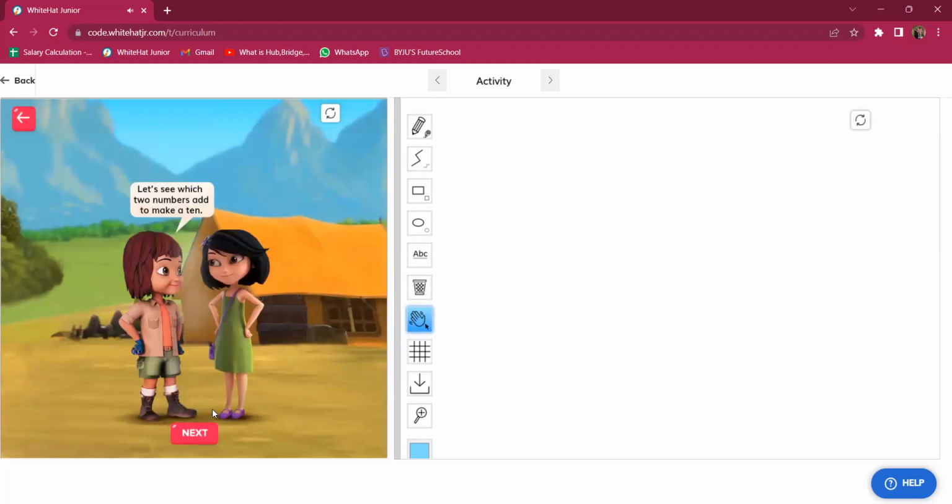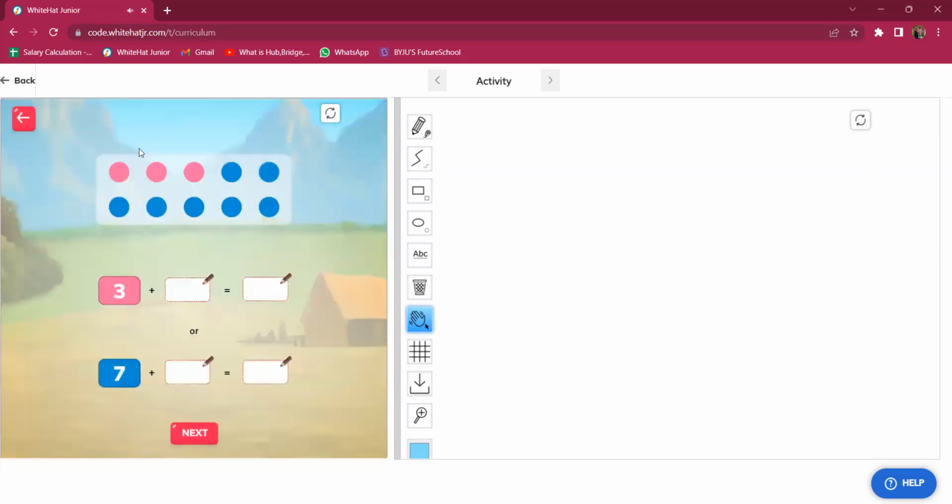Now that we know the number that comes after 9 is 10, let's see which numbers add to form 10. We have 3 red balls, 1, 2, 3. And let's count the number of blue balls. We have 1, 2, 3, 4, 5, 6, 7. You can write 7 over here. So 3 plus 7, if you count the total, you have 1, 2, 3, 4, 5, 6, 7, 8, 9, 10. And how do we write 10? 1 and 0 will make 10.